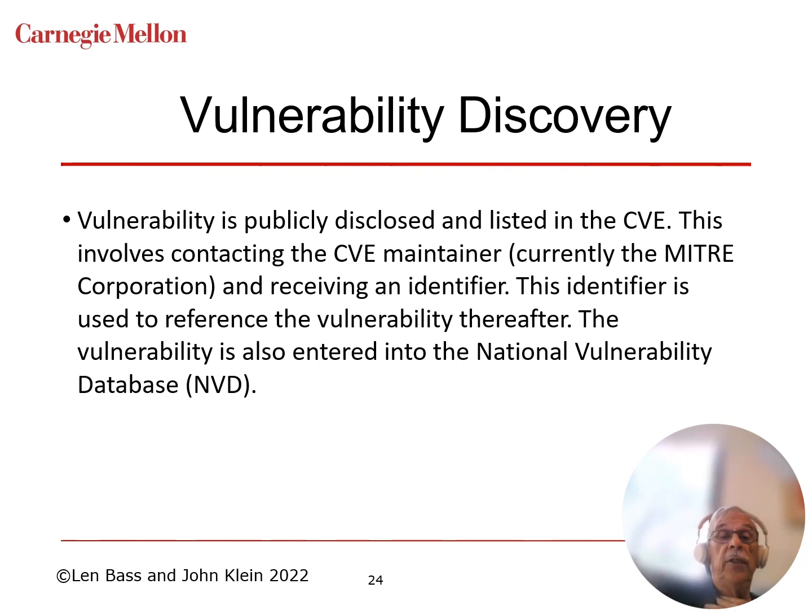The vulnerability is publicly disclosed and listed in the CVE. The current maintainer of the CVE is the MITRE Corporation, and the vulnerability gets an identifier. The identifier is used to reference the vulnerability. It refers to a specific version, a specific release of that version of a piece of software, and a specific patch level. The vulnerability is also entered into the U.S. National Vulnerability Database.